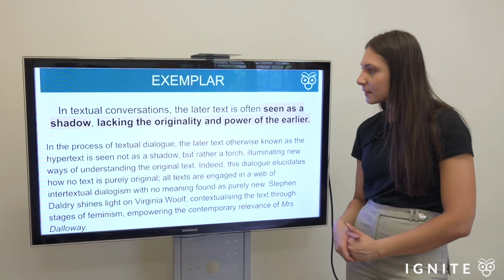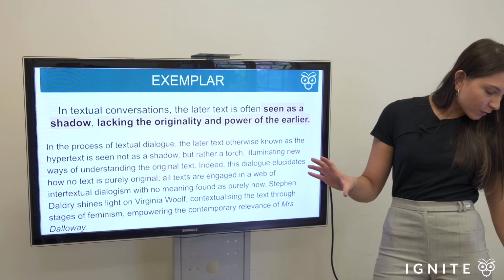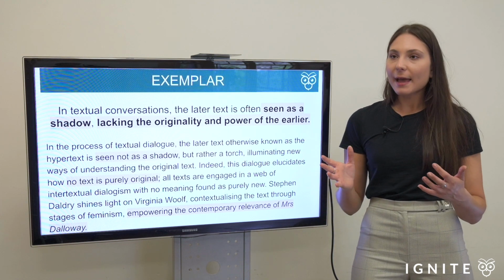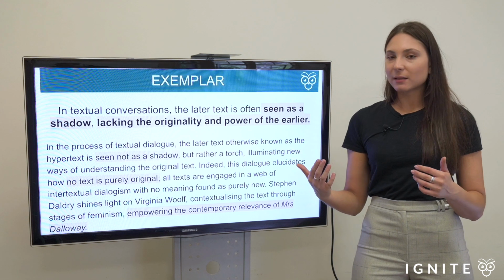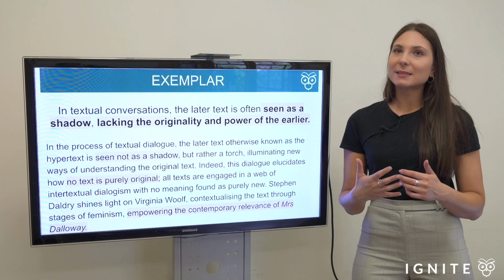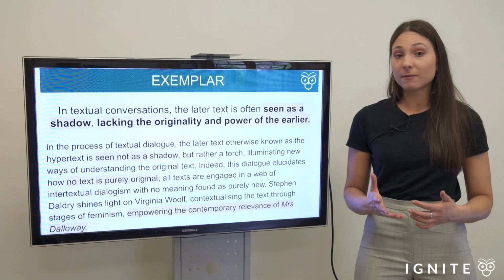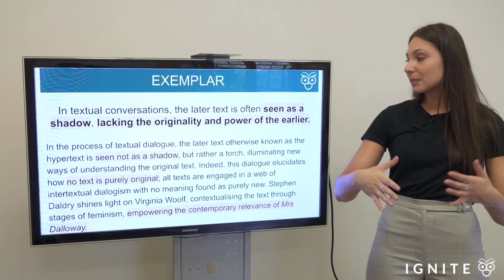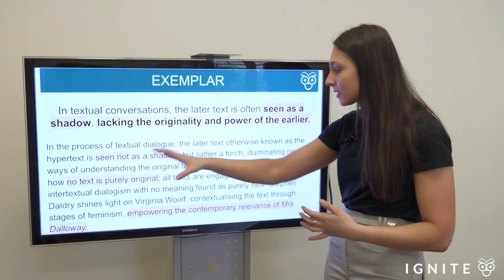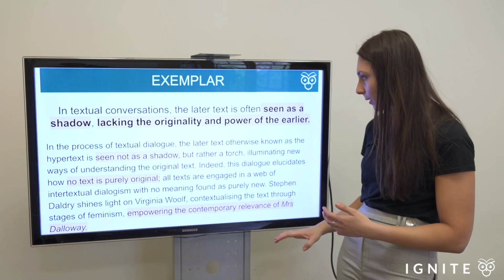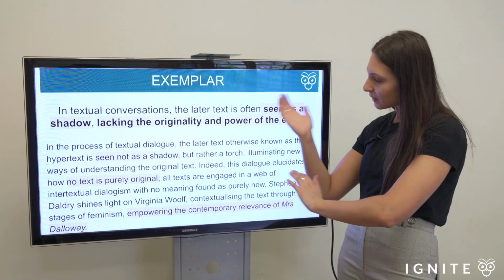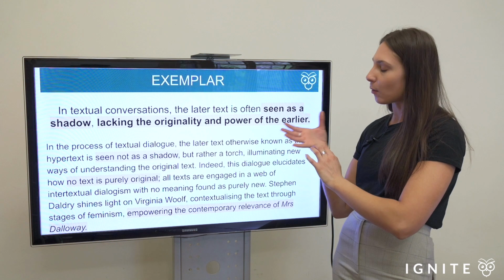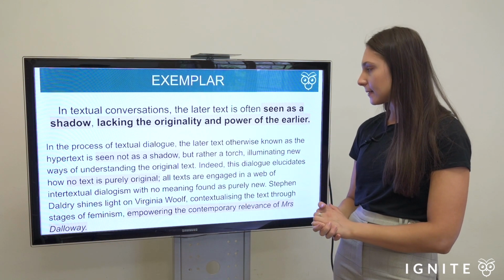So you can see how the first few sentences there have kind of embedded the key terms of the question to argue that Daldry is not a shadow and that there is no argument for him lacking the originality of the earlier text because originality cannot be deemed in any text. Text's meaning is configured by the reader who is drawing connections between other texts, which is exactly what you're doing, right, in this module. So, seen not as a shadow, no text is purely original, empowering the contemporary relevance, drawing on the word power there. You can see how I've kind of broken apart the key parts of the quote and I've incorporated them in a way that works for what I would go on to say in my essay.